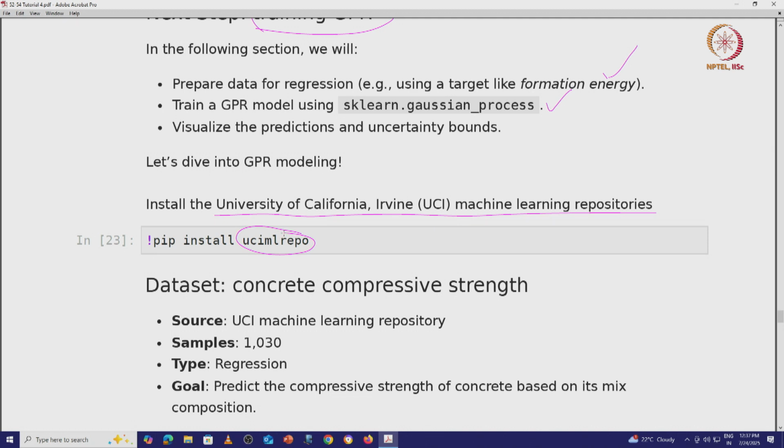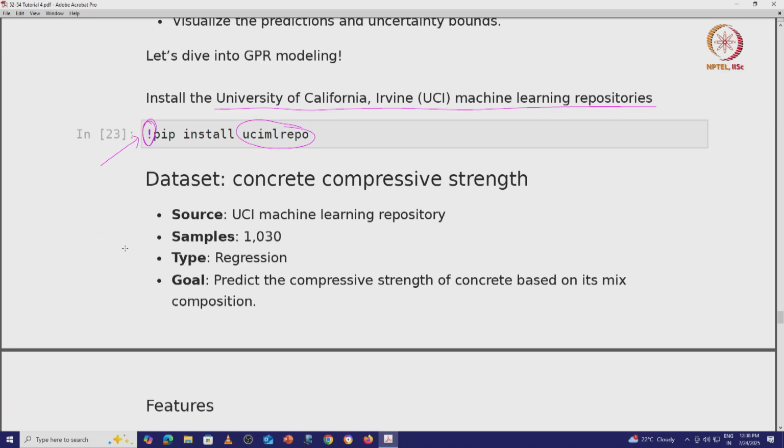So you do pip install UCI-ML repo. You can see that if you put an exclamation mark, you can execute commands on the terminal inside the Jupyter notebook. So this exclamation mark, all it means is that we want to run a terminal command inside Jupyter. So that is why the exclamation mark is there. Now I have not shown the output of the installation here for brevity, but of course once you execute this you will get an output cell with the details of the installation procedure, which I am omitting here.